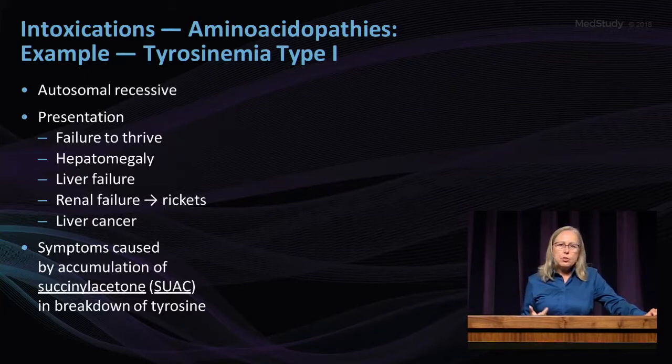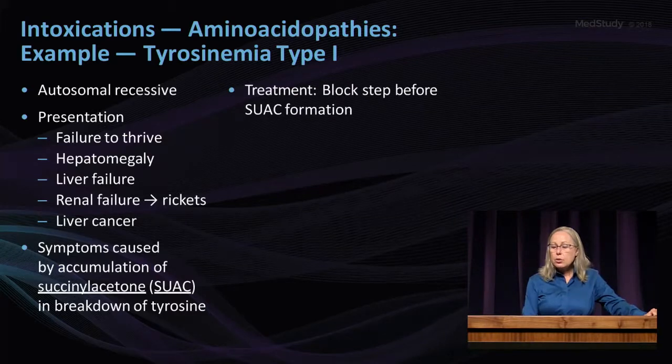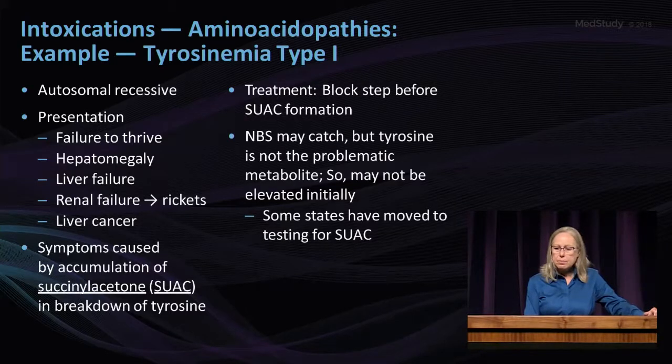Some of the state screens are now testing for SUAC or succinyl acetone. Tyrosine is a little harder to pick up on tandem mass spec, and you may only have subtle elevations, and so the pathognomonic compound here is the succinyl acetone. So our treatment is to block the step before you make the succinyl acetone, hence taking away the toxin.